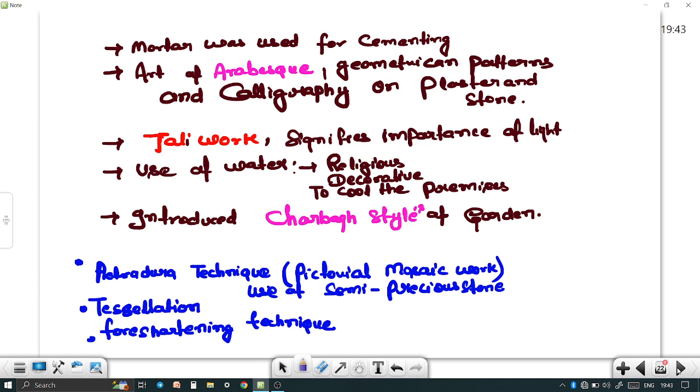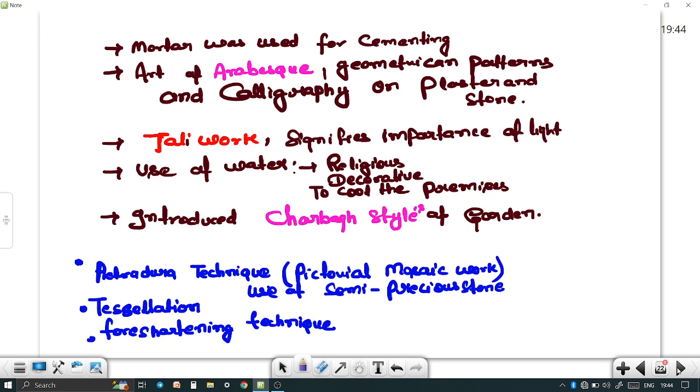Now, arcuate style is a newer one, and the traditional one is the trabeate style. So basically, we will categorize, and the difference between these will be seen next. In the new arcuate style, we will use arches and domes, whereas in the trabeate style, there has been the use of brackets, pillars, and lintels.